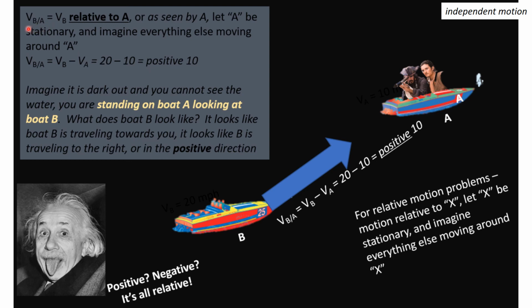So really think through how these vectors are going to be written. B/A, that's relative to A, and the vector equation here is going to be the velocity of B minus the velocity of A. So just B minus A.